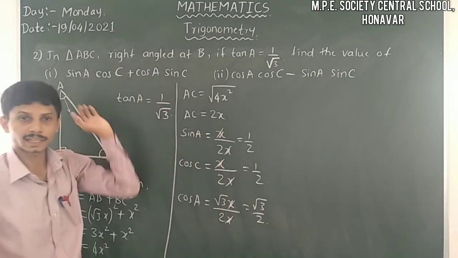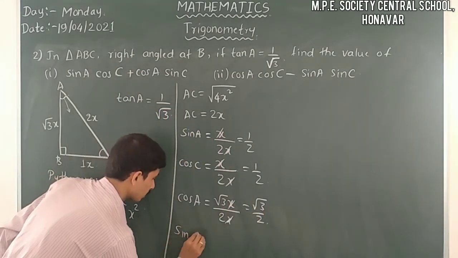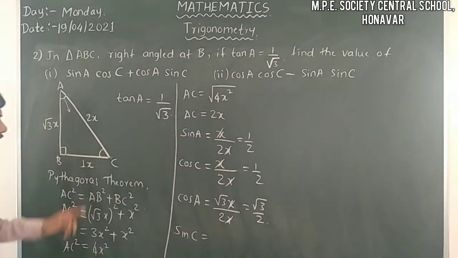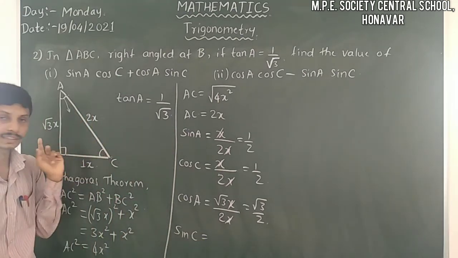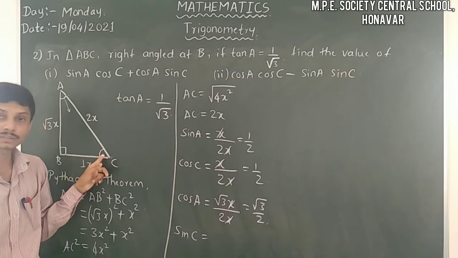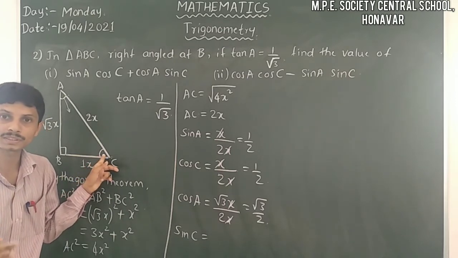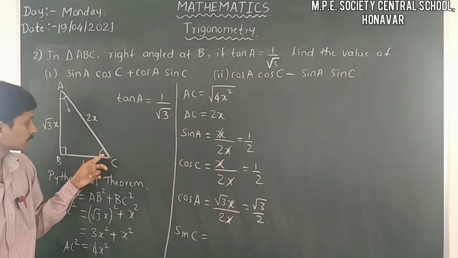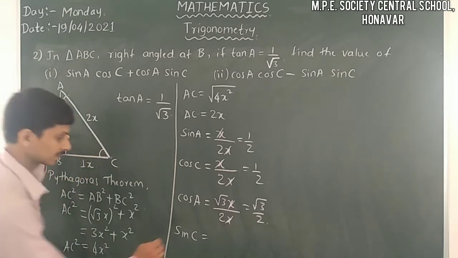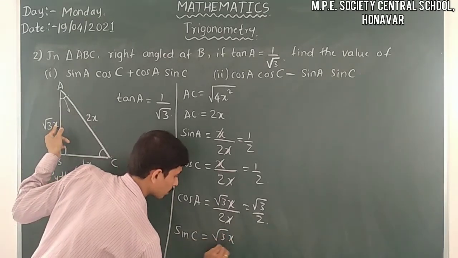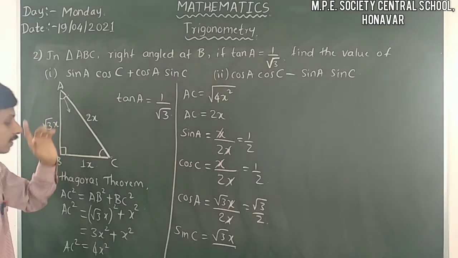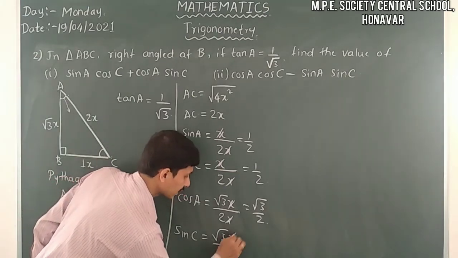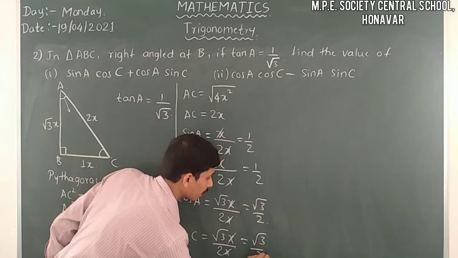Then finally sin C. What is sin C here? Just observe. Firstly recognize the angle. Here we have C, so sin C. We have to take the opposite side by hypotenuse. What is opposite here? Root 3x. Then hypotenuse is 2x. X cancels. We got root 3 by 2.